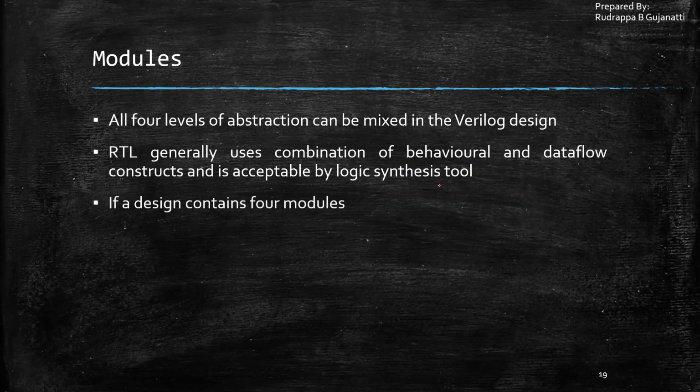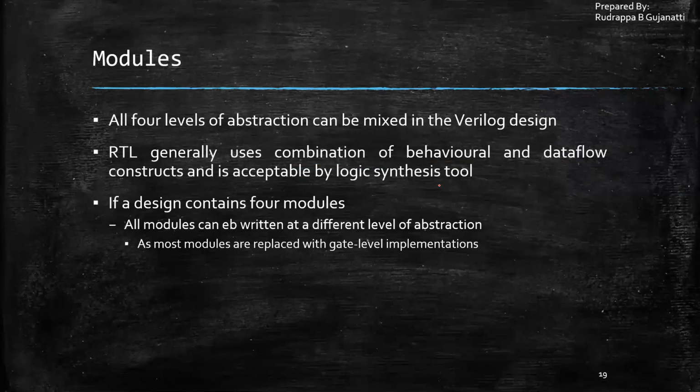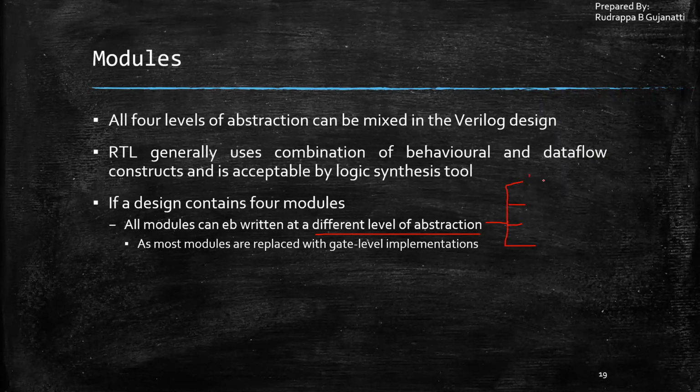So if a design contains four modules, all four modules can be written and represented at different levels of abstraction. Why is this supported? Whenever we speak of levels of abstraction, it is just the code you are writing in order to implement the functionality. But at the end, if I have a behavioral level of abstraction, I should be able to get a gate level representation.